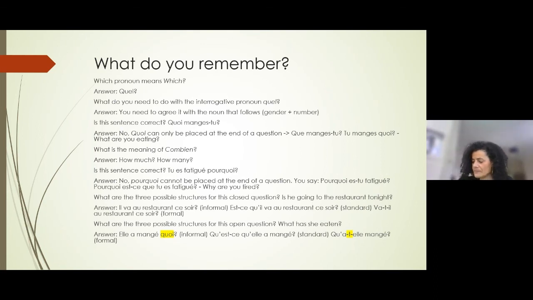What does the letter T stand for in a question when you invert the verb and the subject? Okay, it's the same thing. So here in my last example, qu'a-t-elle mangé? You see, we have two vowels. It doesn't mean anything either. We call it T de liaison. It's a T which is there to link your two vowels. So we call it T de liaison. It's only there to link vowels. No meaning either. But you mustn't forget to write it.